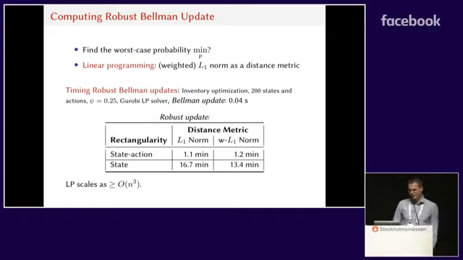Robust update is much slower. So for the simplest state-action rectangular case, it takes 1.1 minutes. But if we look at more complex and more interesting cases, it may take up to 16 minutes to compute a single update. And I want to emphasize this is computing a single update for a single state. So actually solving the full MDP takes weeks instead of minutes.